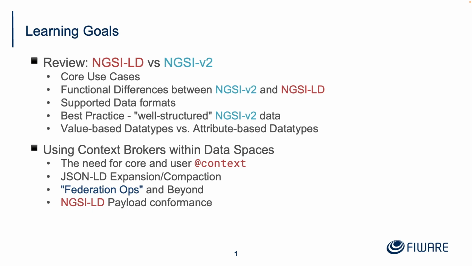Because obviously, the whole point about the NGSI interfaces is that they are a well-defined structure which is usable by other systems, so you can break your system into microservices. Then with more detail, and this is where the main meat of the session is, we're going to see how to use these context brokers within data spaces. You only really need to use LD if you're considering using data spaces. So this is where things like your @context and JSON-LD expansion and compaction come in. So let's move on.